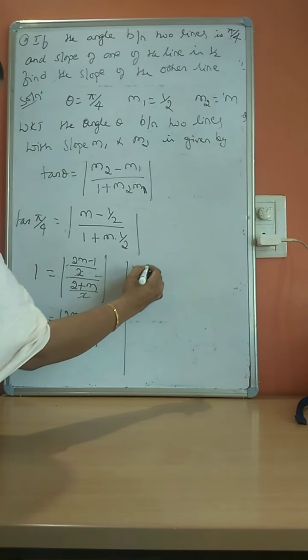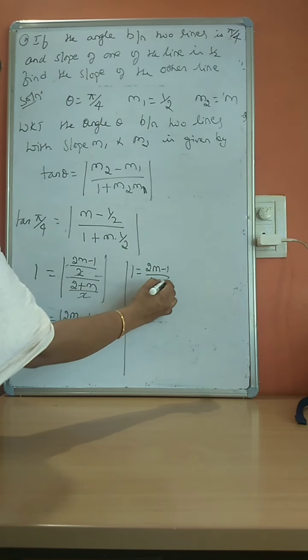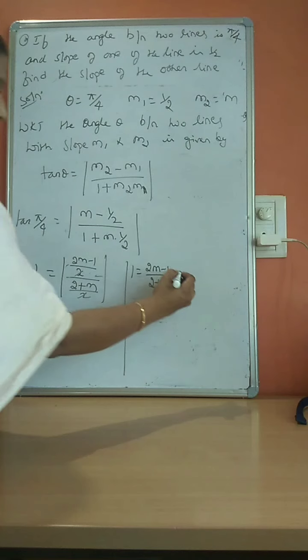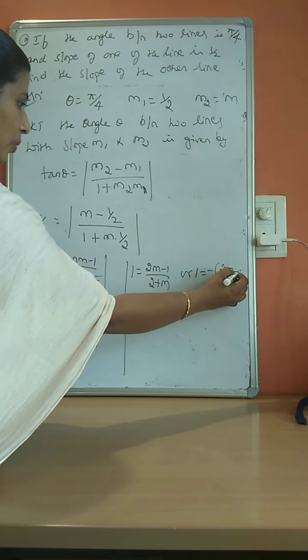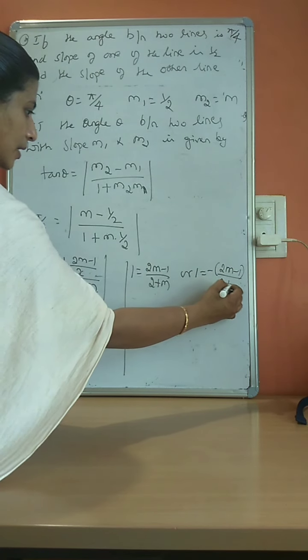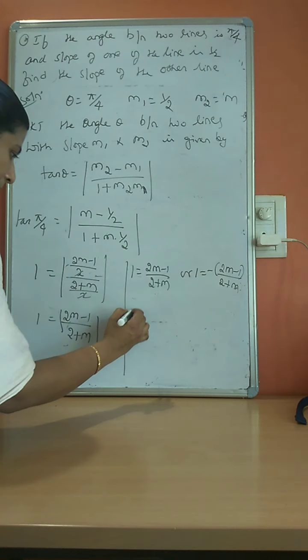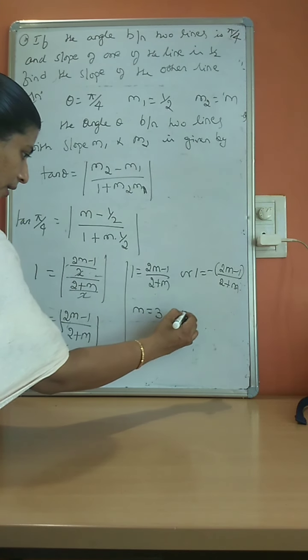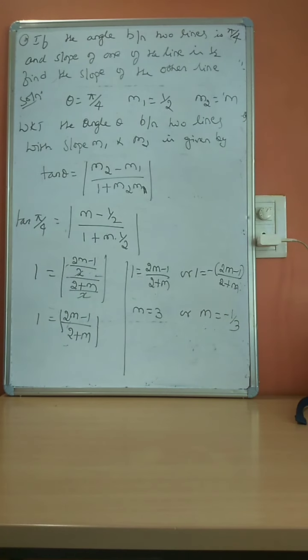Therefore 1 is equal to 2m minus 1 divided by 2 plus m. Or we can say 1 is equal to minus of 2m minus 1 divided by 2 plus m. Simplifying this we get m is equal to 3, or we can say m is equal to minus 1 by 3. Simplify and see, we get the value m is equal to 3 and m is equal to minus 1 by 3.